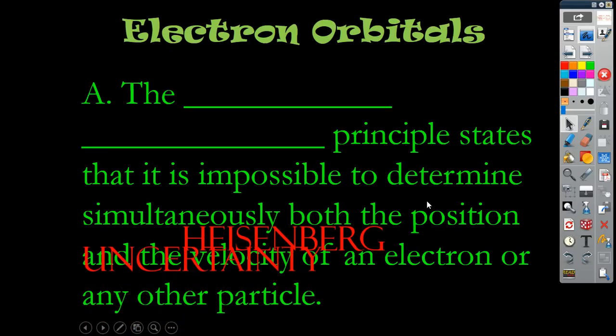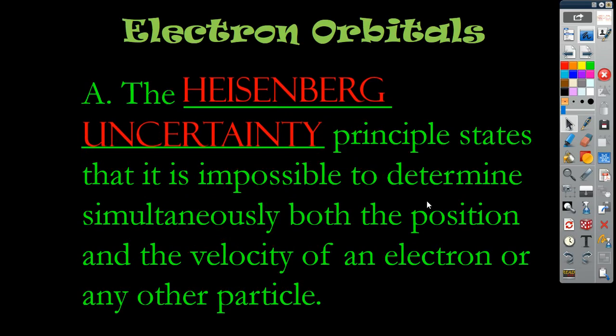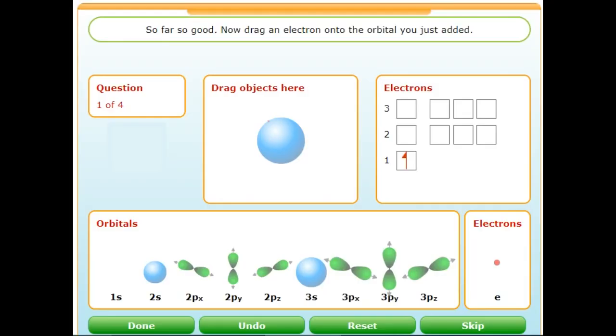So first, it's important to recognize that the Heisenberg uncertainty principle states that it is impossible to determine simultaneously both the position and the velocity of an electron or any other particle. That's the driving idea behind orbitals in the first place. Because this electron is flying around so fast, you can't ever simultaneously pinpoint where it is and how fast it's going. And so instead, we just describe where most likely we would find it by using an orbital to describe the region of space where we could find it. It's going to be somewhere in here instead of pinpointing the exact location and velocity at any given time.